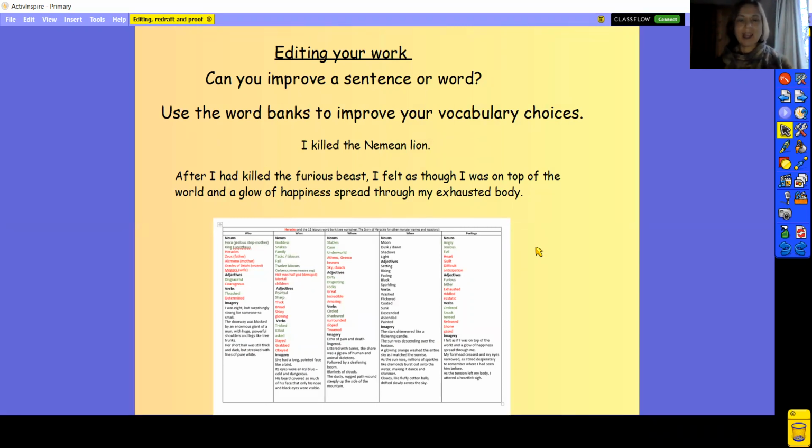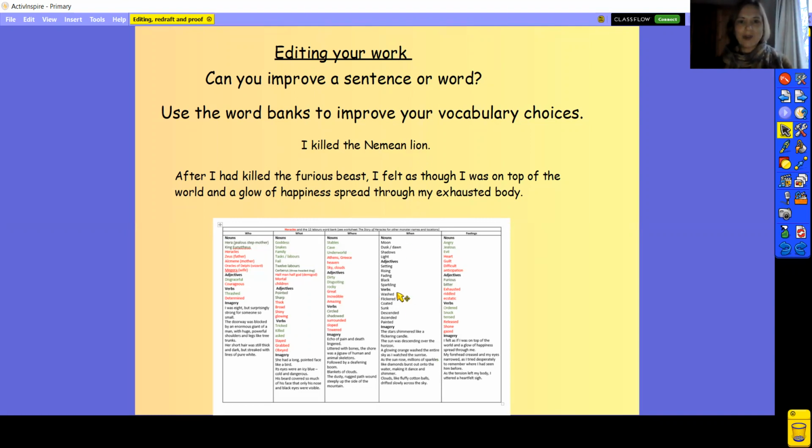Right, you're back. So let's have a look at editing. Editing is more at sentence level, really. It's can we improve a sentence or a word? So we use word banks to improve our vocabulary choices here. So here, I've got a simple sentence: I killed the Nemean lion.